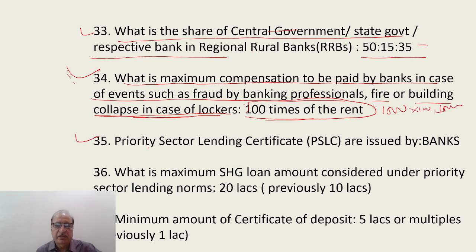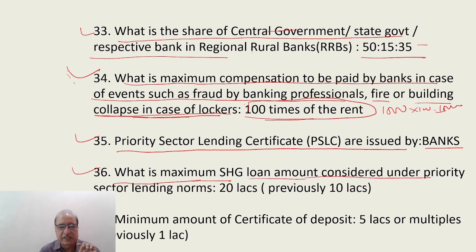Okay. Now question number 35. Priority sector lending certificates are issued by banks. Which banks? These are issued by those banks which have overachieved their priority sector target and are purchased by those who are not able to achieve the priority sector lending target. Question 36. What is the maximum self-help group loan amount considered under priority sector norms? How much can be considered as priority sector under SHG loans? 20 lakhs. Previously it was 10 lakh.